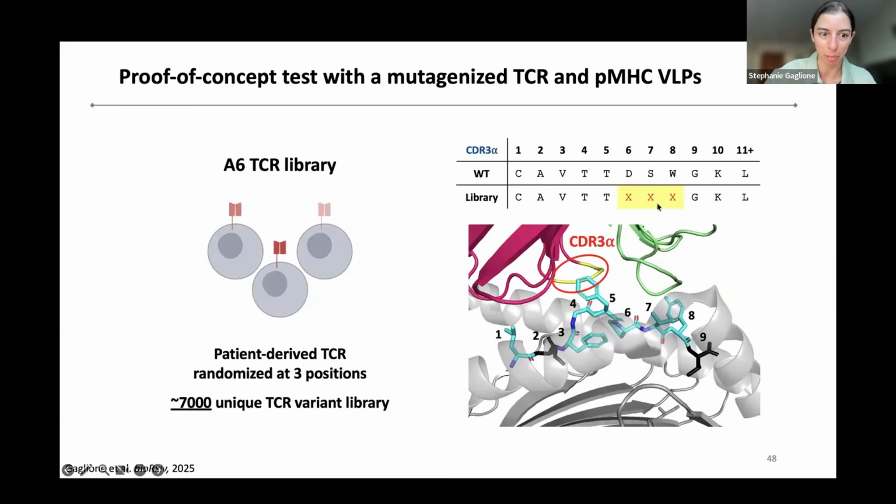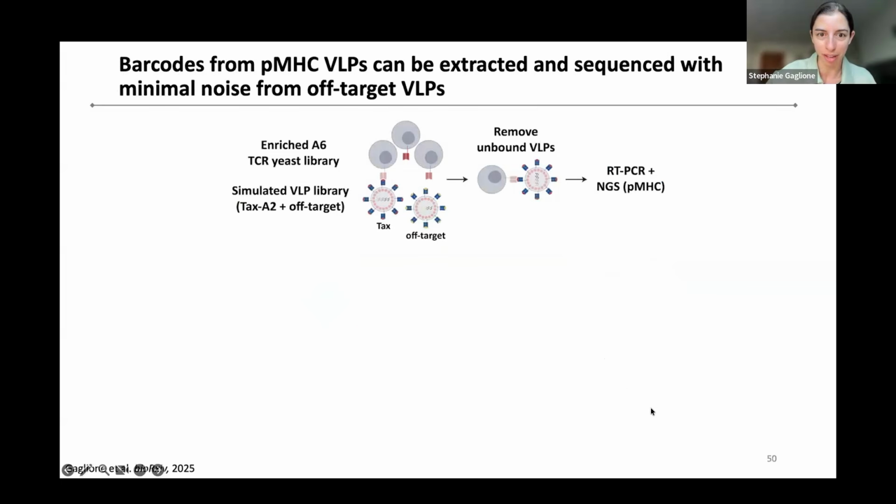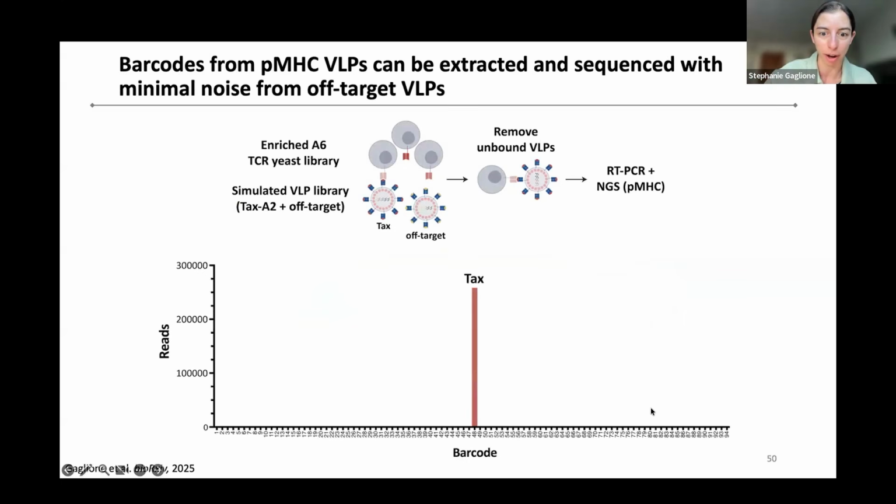So as our first proof of concept, we took this A6 TCR, we randomized it at 3 positions that contact the peptide, which generates about 7,000 unique TCR variants. And then we constructed a sample library where we have an on-target pMHC VLP and 96 off-target pMHC VLPs. And then you do some rounds of enrichment, wash away what doesn't bind, and then do a quick RT-PCR and NGS for the VLPs that bound to the enriched library.